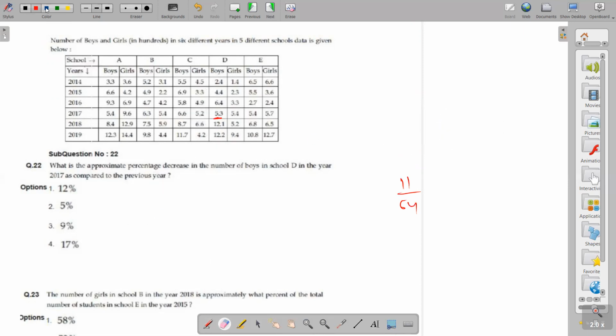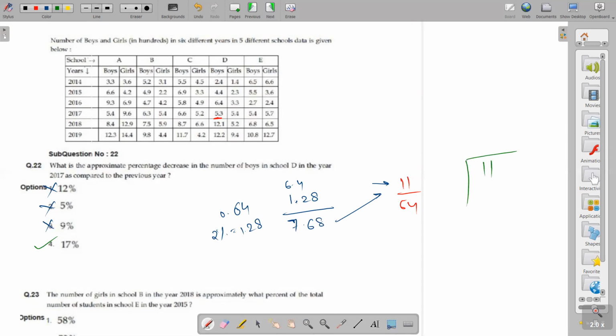Okay, we have to find this value. 10% is 6.4, and we have to reach 11. So the answer will be more than 10%. These two are eliminated. 1% is 0.64. So 2% will be 1.28. So if we have to get 12%, we have to add 1.28 to the 10%, which is equal to 7.68. Still, we have not reached 11. So 12% is not the answer. Answer will be 17%.